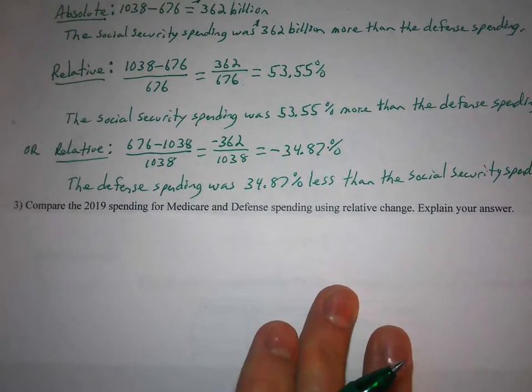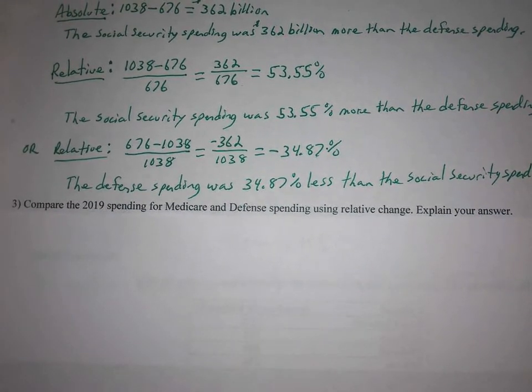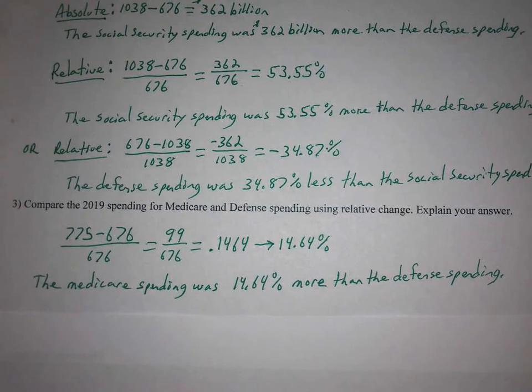Okay, so the last part, compare the 2019 spending for Medicare and defense using relative change and explain your answer. So go ahead and do that, and I'll pause it. Or you pause it. Okay, so the Medicare spending was 14.64% more than defense spending.